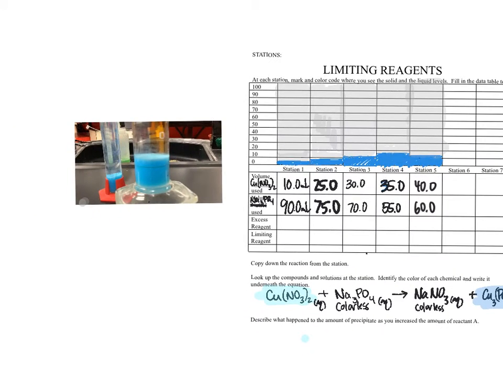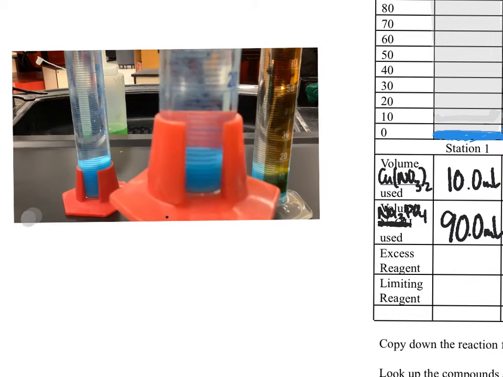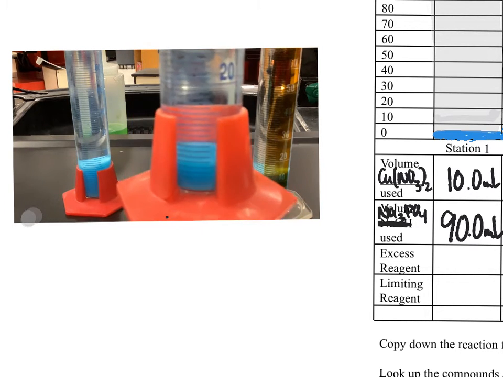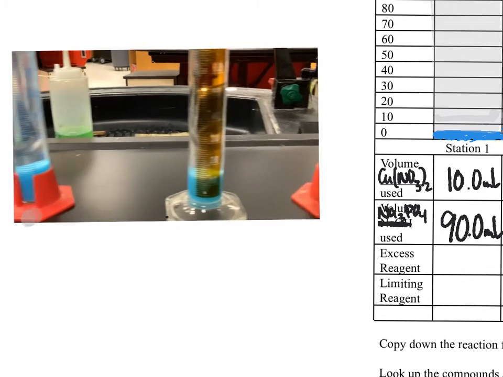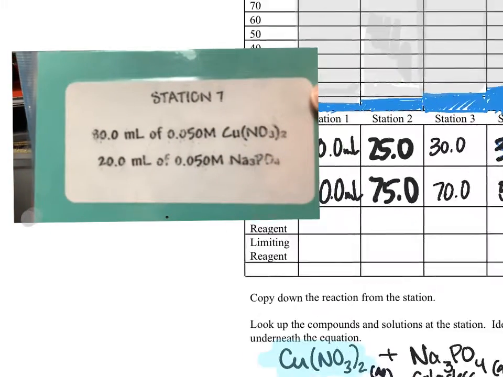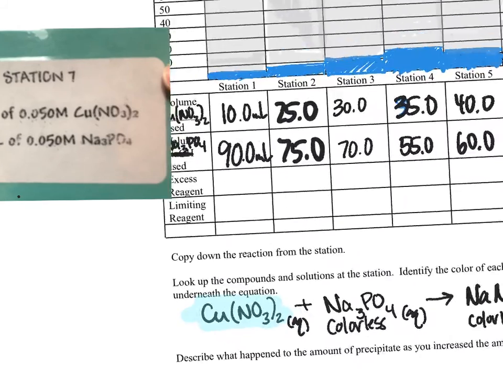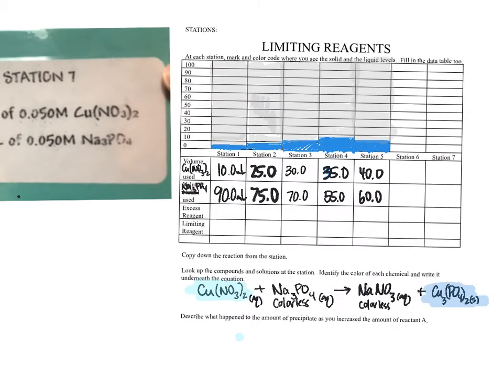Then let's take a look at the last two. Here's our volume. Here's station 6. A little bit over 6 milliliters of precipitate. There's station 6. There's station 7. All right, so let's go back. Station 6 was 55 and 35.